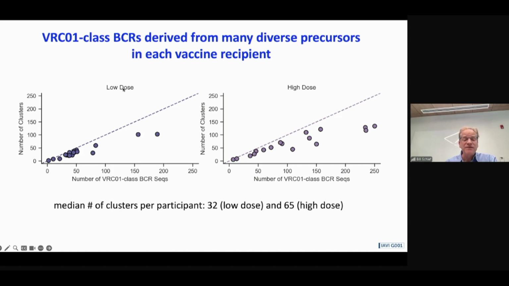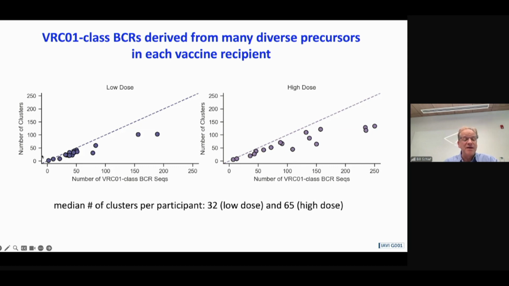And two different clusters, we believe, would derive from two different naive precursors. What I'm plotting here is for the low dose group, each symbol is from an individual in the trial. For this participant, across all the different time points assessed, we had about 75, maybe 80, VRC01 class BCR sequences recovered. In the clustering, it looks like they clustered into around 30 different clusters. So that participant, at least from what we could detect, had VRC01 class responses deriving from 30 different precursors.